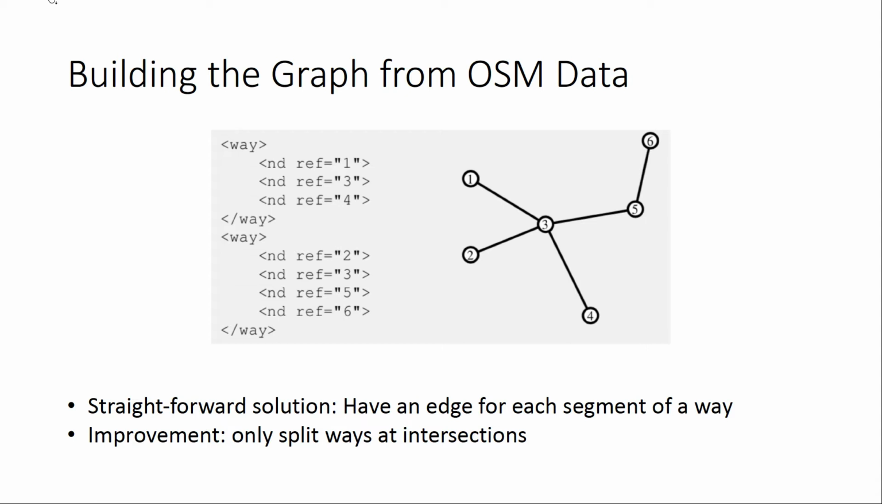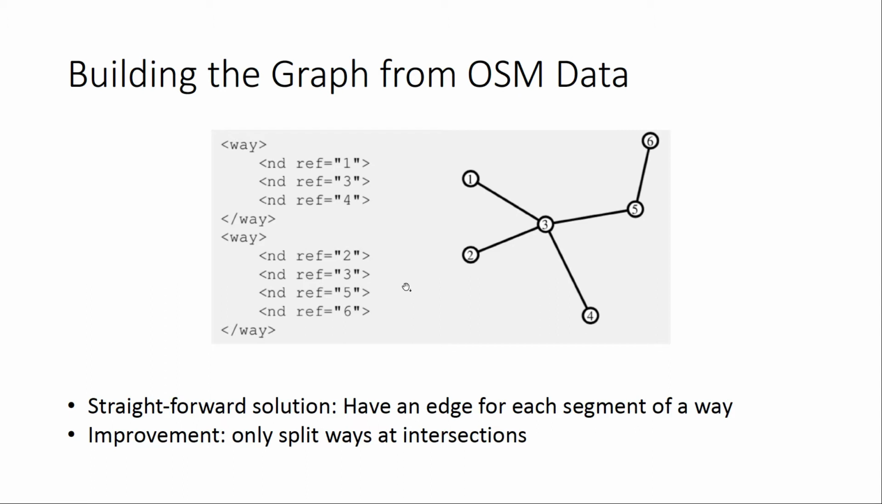So you know, a street in OSM is represented by a way. And this way has many different attributes. And the most important for building the graph is what are the nodes that are on this way. Okay, and let's say there are 2 ways here, and there are 6 different nodes here, and the OSM data would look like this. So there's a way, and it says on my way I have 1, 3, 4, and that's this path over here. And the other one says on my way I have 2, 3, 5, and 6. That's the one over here.